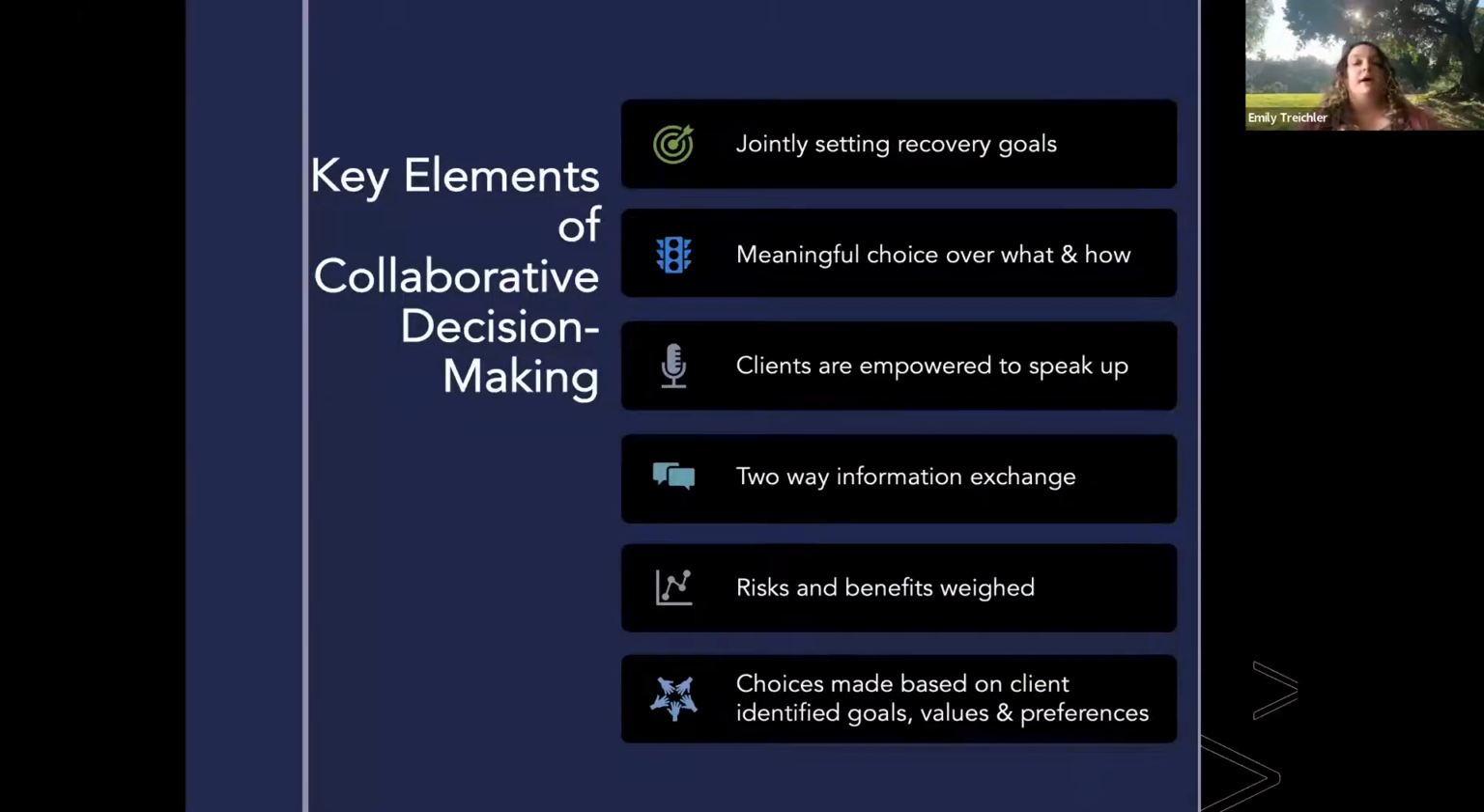We also want to keep in mind that risks and benefits are tailored to the individual. So what one person may see as a risk may not really be that important to another person. And so when we're having this two-way information exchange, part of our role here is to assess and understand what is really important to someone, what their priorities are, what risks they're the most worried about. So that we can understand what are their goals, what are their values, what are their preferences, and align that final decision with those things.